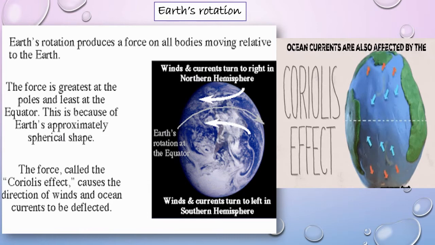This force is also called the Coriolis force or the Coriolis effect, which causes the direction of winds and ocean currents to be deflected. That is, the ocean currents move in the clockwise direction in the northern hemisphere and in the anti-clockwise direction in the southern hemisphere.